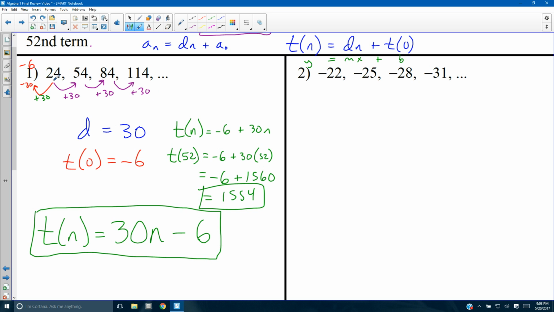Because if I want to find term number 2, how many times would I add 30? Just once. Term number 3, add 30 twice. So if we want the number to match the term number, then we need a term 0 to make that happen. We just did. So term 52 is 1,554. Here's the general equation for that.